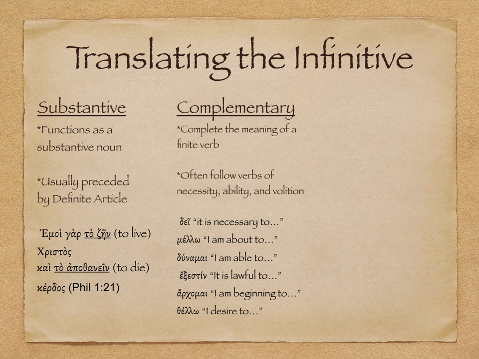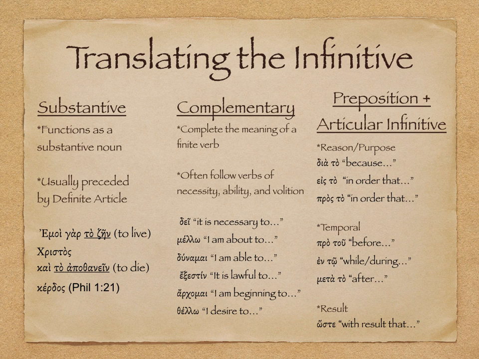Most infinitives are complementary. They complete the meaning of a finite verb. Verbs like necessity, ability, volition. It is necessary or must. I would wish or would like to. I am about to. I am able to. It is lawful to blank. I am beginning to, I desire to, and therefore this infinitive will complete these verbs. So these are indicative verbs: dei, mello, dunamai, exestin, archomai, thelo. Those are infinitives, or rather indicatives, and an infinitive will follow and complement.